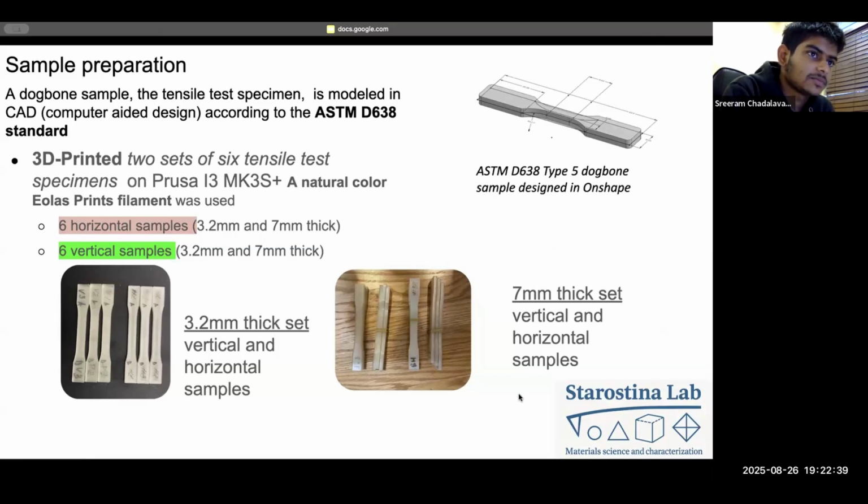In the experimentation process, we created 12 samples. 6 of each were printed in either a horizontal or vertical orientation, and within that 6, they differ in thickness by either being 3.2 millimeters or 7 millimeters thick. Next slide.